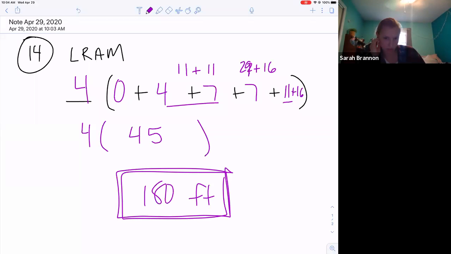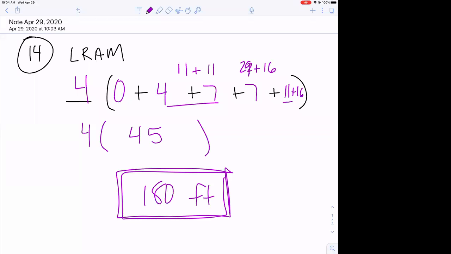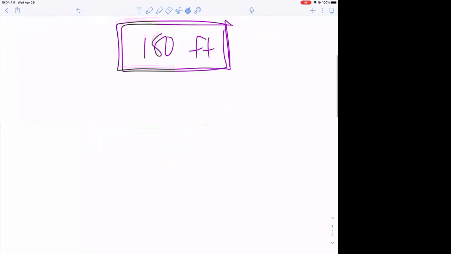Will it be that easy on the final? Yeah, if there's an XY chart on the final for LRAM, RRAM, it'll be that easy. And the good news is, you get your calculator the whole time. So even if it's gross numbers, same process.